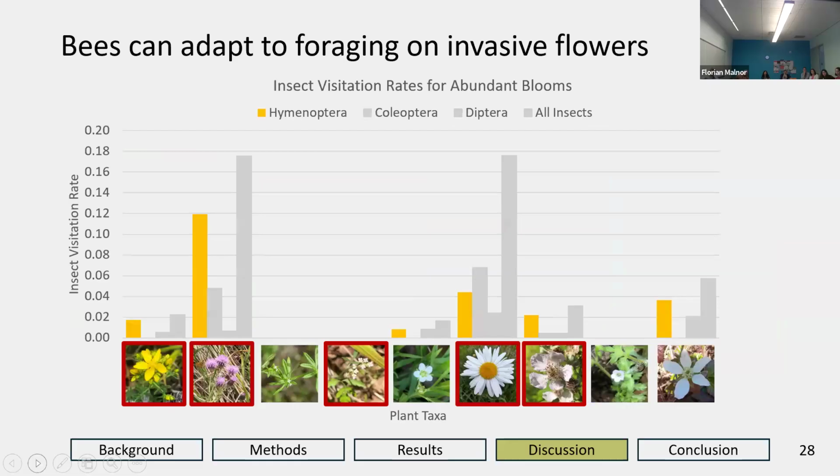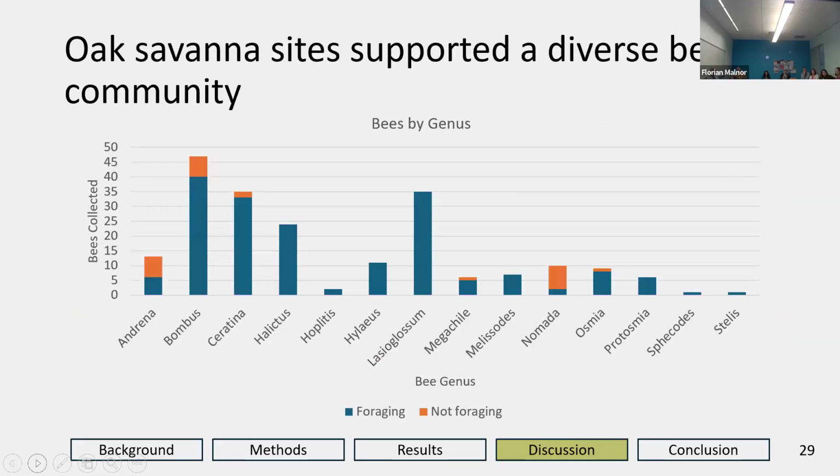In this graph, we're going to look at insect visitation rate again, but just for order Hymenoptera, which if you recall, 97% of that is bees. And I've outlined the invasive plants along the x-axis in red. So you can see that bees, or order Hymenoptera in general, was able to have a pretty high visitation rate on invasive plants. That shows that they can probably adapt to getting the nectar and pollen they need from invasive plants like this. Now, there was also this high number of bee genera. There are 14 that I found. And that indicates that the bee community is not only a lot of them, but they're pretty diverse.